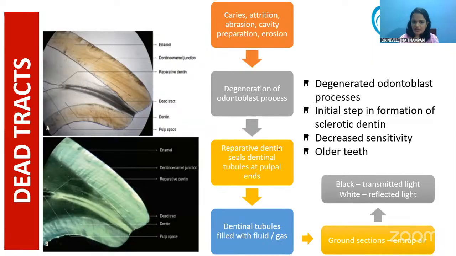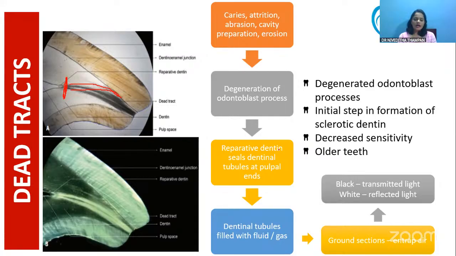Again, in case of an insult like caries, attrition, abrasion or cavity preparation, there will be degeneration of the odontoblast processes. So the reparative dentine, as a protective mechanism, will seal the dentinal tubules at the pulpal end. The remaining area of the dentinal tubules is empty and gets filled with fluid or gas or some kind of air.